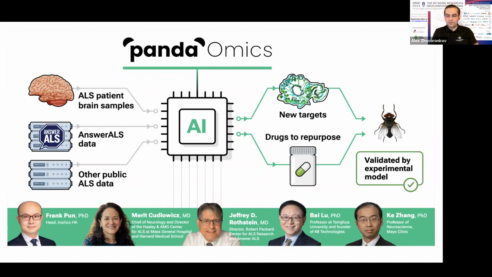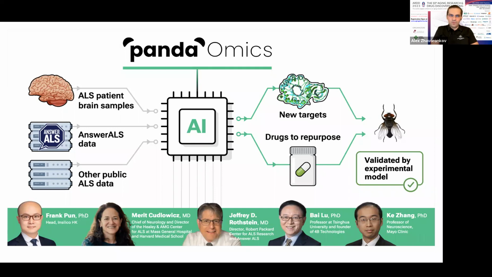We also partnered with Bai Lu, a very famous professor at Tsinghua University, probably the most famous in ALS in China, and Zhang Ke from Mayo Clinic at that time, who had a fly model which resembles ALS in many ways. So when you're validating your targets, you're actually left with not that many choices unless you go into patients directly. You can try iPSC-derived neurons. You can try some other brain sources. Very, very difficult to obtain.